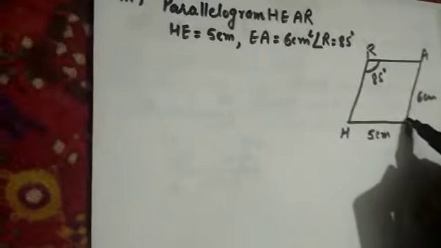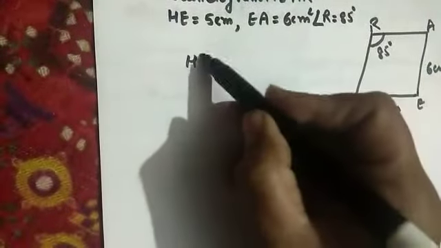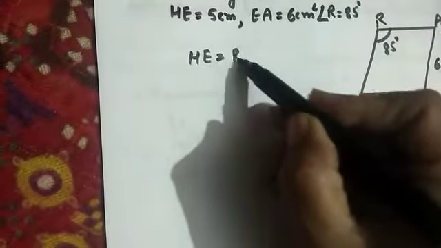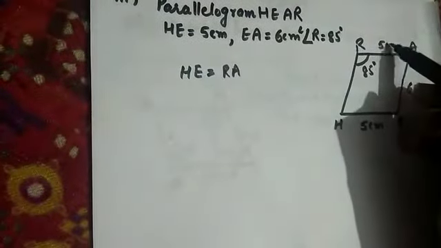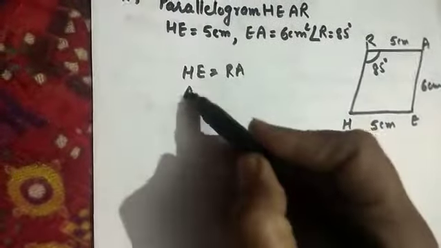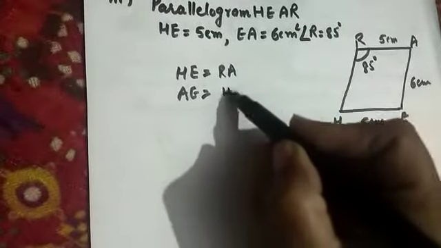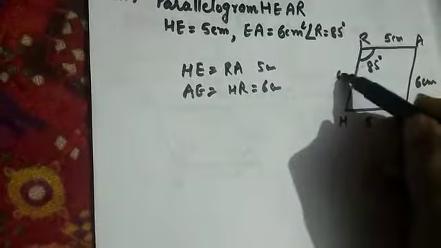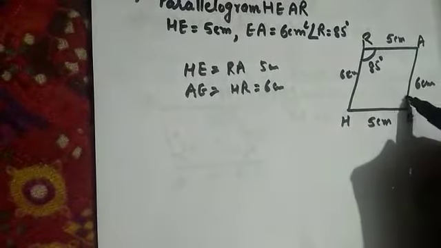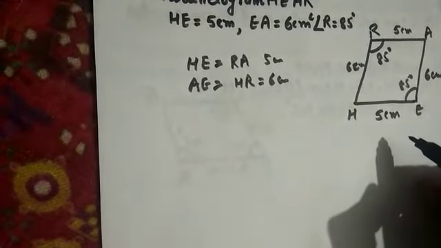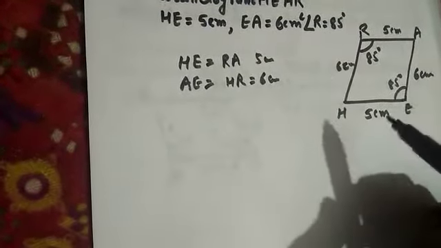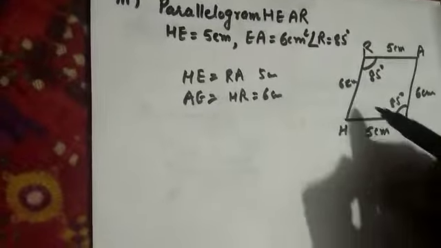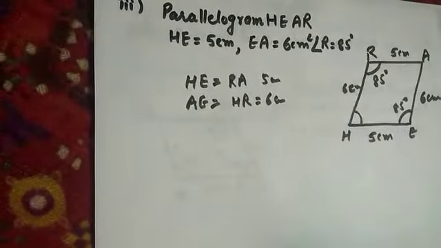We know the properties of parallelogram. Opposite sides are equal. It means HE is equals to RA. This side will be 5 centimeter. AE is equals to HR. That will be 6 centimeter. Opposite sides are equal. And opposite angles are also equal. But for this type of construction, we need 3 angles and 2 sides. So we have to find out angle H.